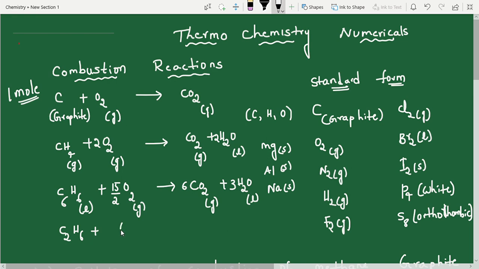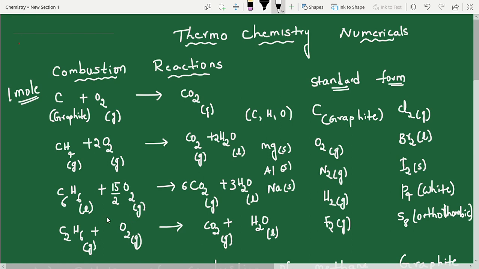Ethane on combustion, what did I say to you? CO2 plus water. Always, hydrocarbons on combustion give CO2 and water, right? So now try to balance this reaction. CO2 plus water: this is liquid state, this is gaseous state, this is gaseous state. Ethane is gas.